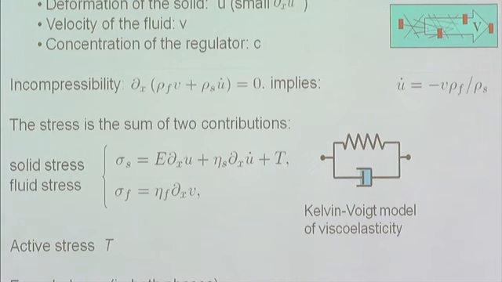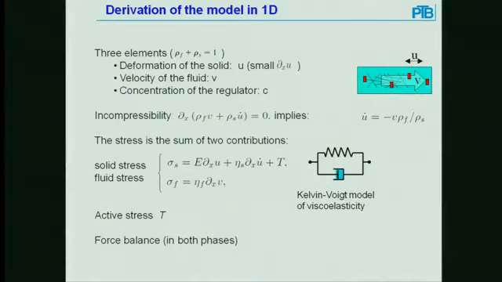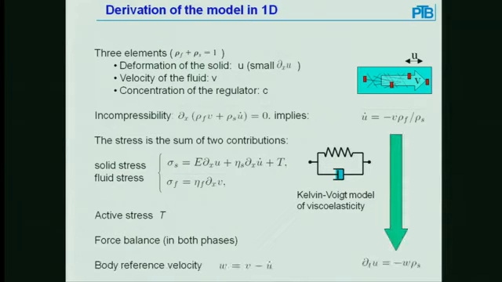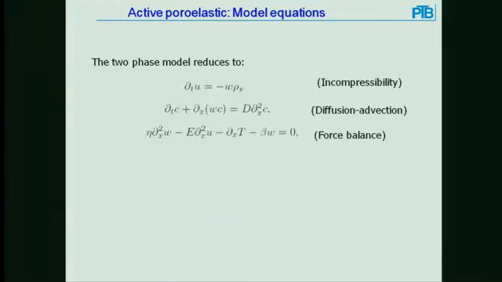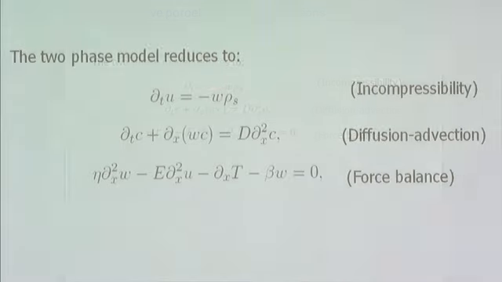Okay, and then we assume the force balance in both phases. And then we look also at the whole system in the body reference velocity system. And after some manipulation, we then get these three simple equations. This is simply transforming the incompressibility relation to have a relation between the velocity in the body reference frame of the fluid and the deformation field.